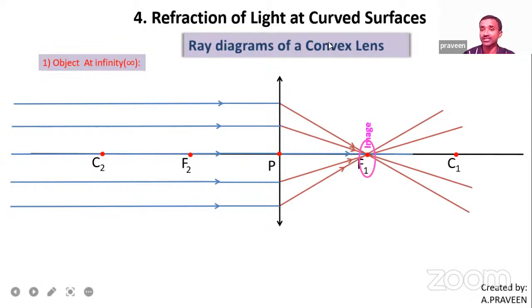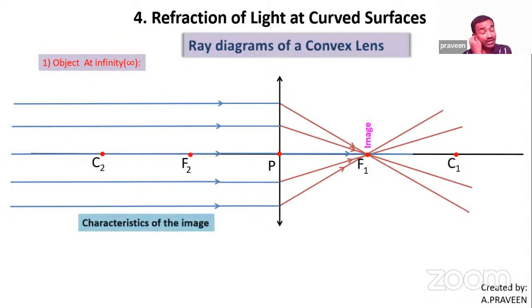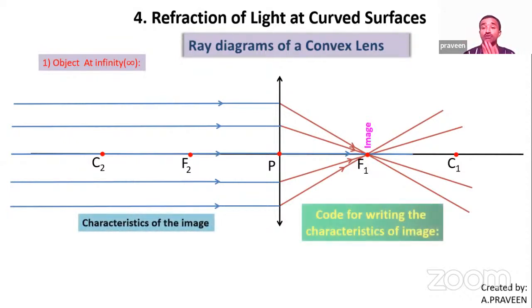Note down those characteristics by observing. So for the characteristics of the image, I will give you one code. You never forget it, right? The code for writing the characteristics of the image is TDSP, as in Telangana DSP, right? So using that code, you are able to write the characteristics. How, sir? I am using each letter for each characteristic. TDSP, so 4 letters to write the 4 characteristics.